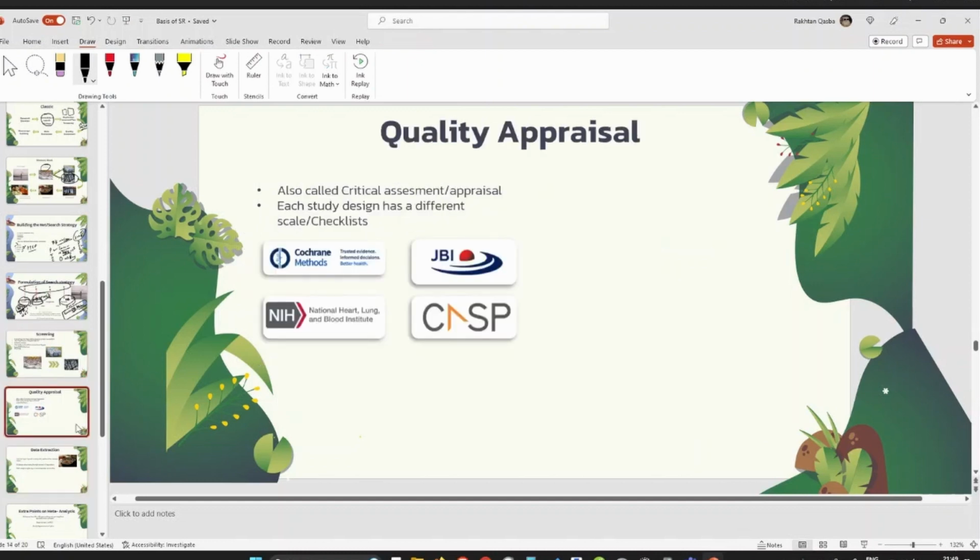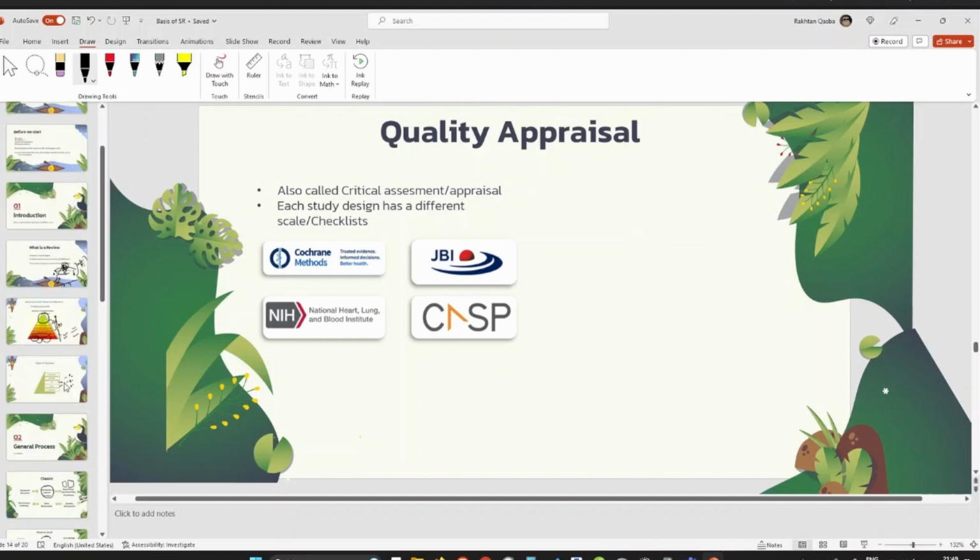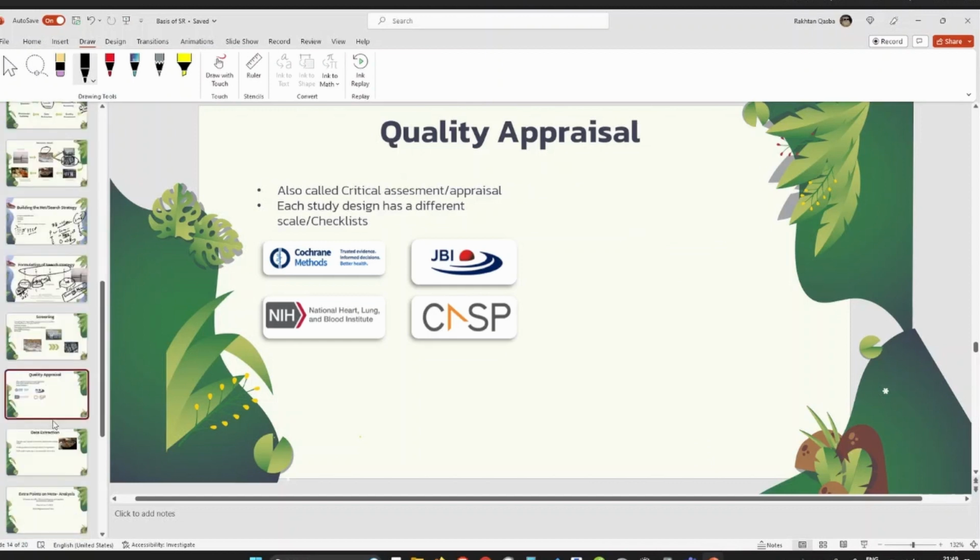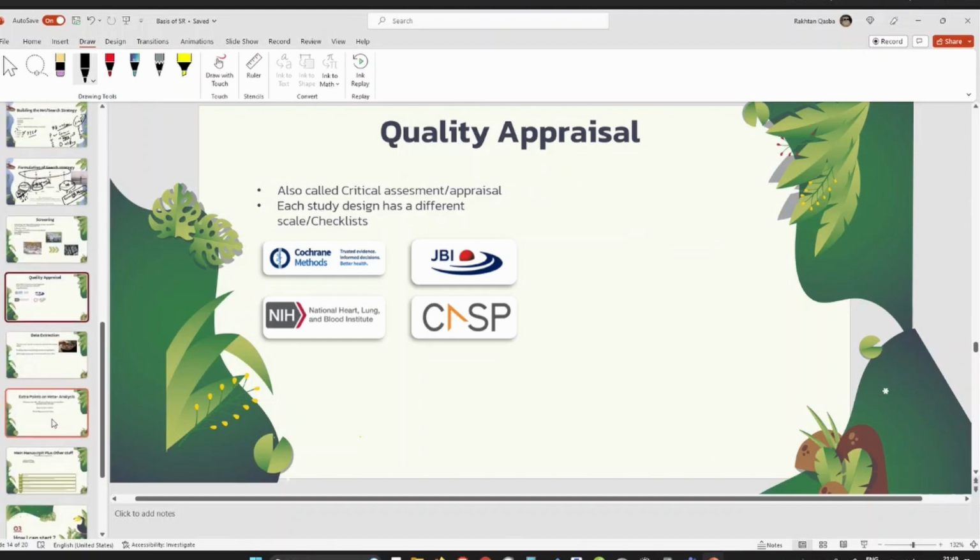There are certain different criteria for doing the quality appraisal. So we have different checklists or scales for this quality appraisal. For example, JBI, the Joanna Briggs Institute, has put in different checklists: for case reports, for RCTs, and for observational studies like cohort studies and case control studies. They have put in a checklist.